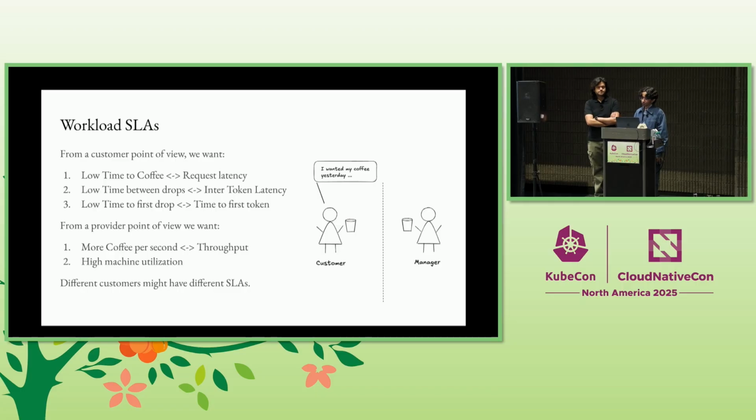From a customer's point of view, there's a few SLAs that we need to adhere to. The first one is a low time to coffee, which is analogous to request latency. We also want a low time between drops, which is especially important if it's an interactive application like chat. And importantly, the customer might want a low time to first drop, which is the first token that they get. From a provider's point of view, we want to serve a high number of coffees per second, which is our throughput metric. And since we want to serve these at a low cost, we want high machine utilization because we want to extract the most out of the machines that we have.